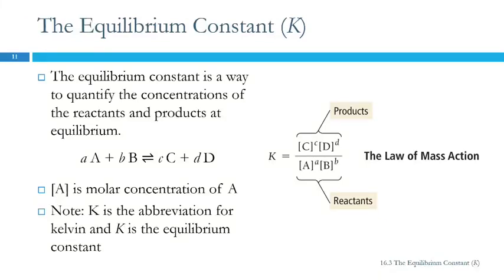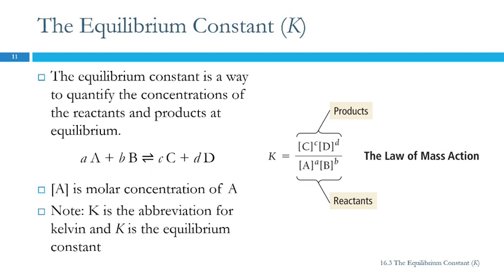So this equilibrium constant is a way that we can quantify the concentrations of reactants and products at equilibrium. And if we look at our generic equation here, this is the formula for the equilibrium constant. So K, the capital K, we're going to have the product concentrations divided by the reactant concentrations. And each concentration is going to be raised to a power. That power is equal to the coefficient.